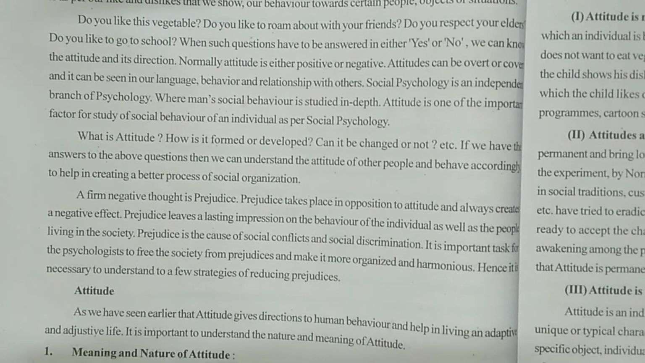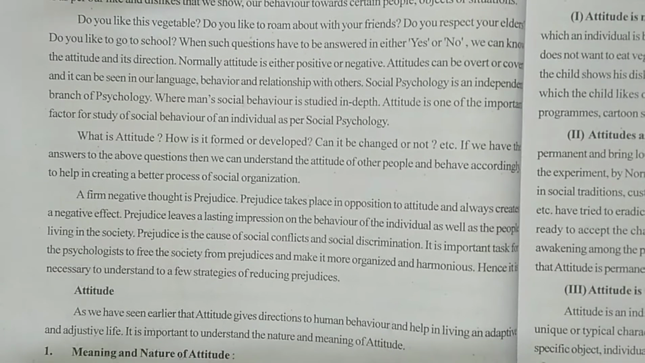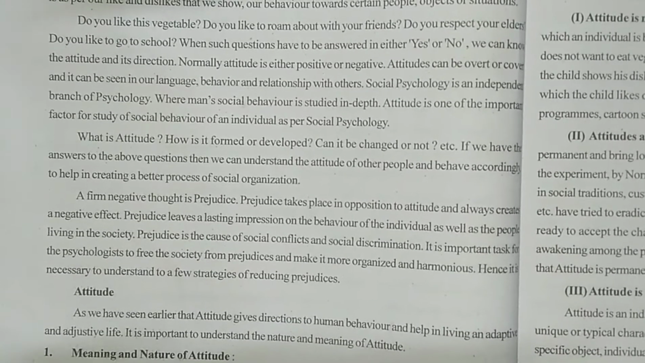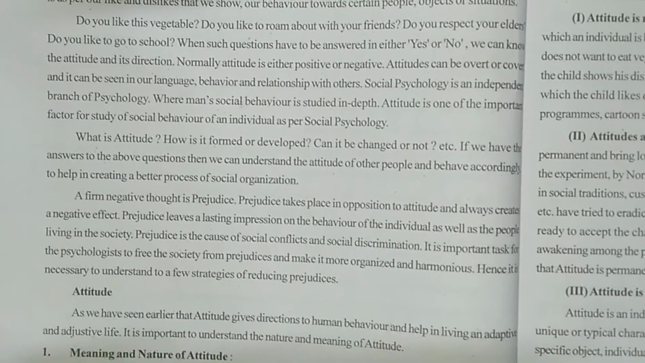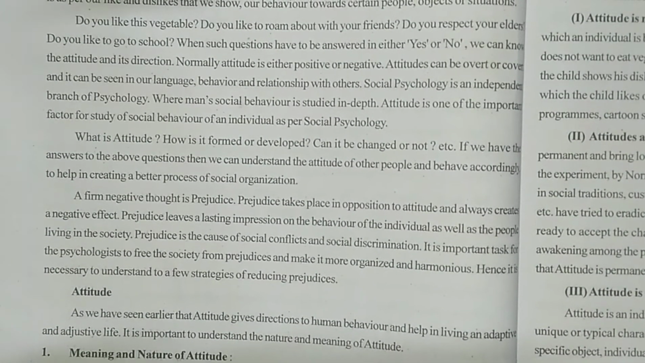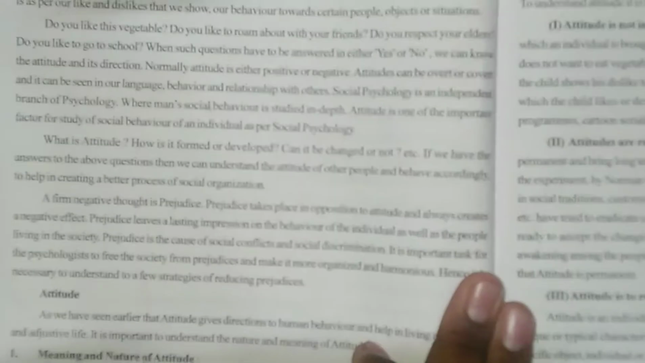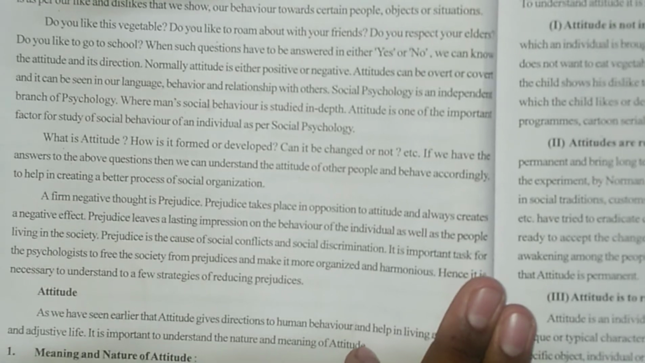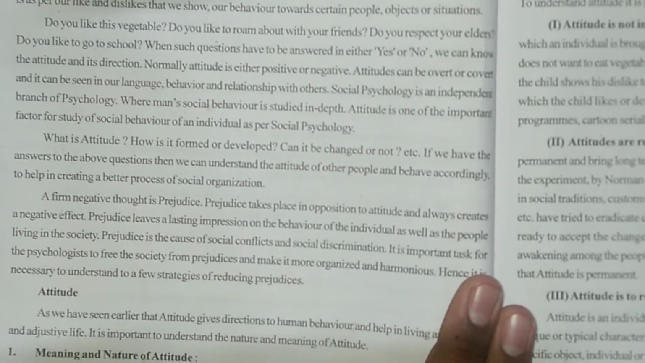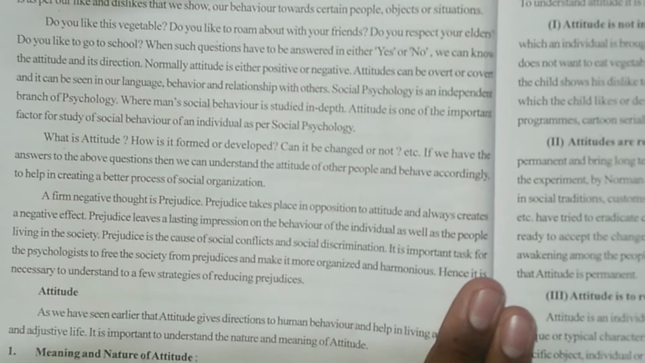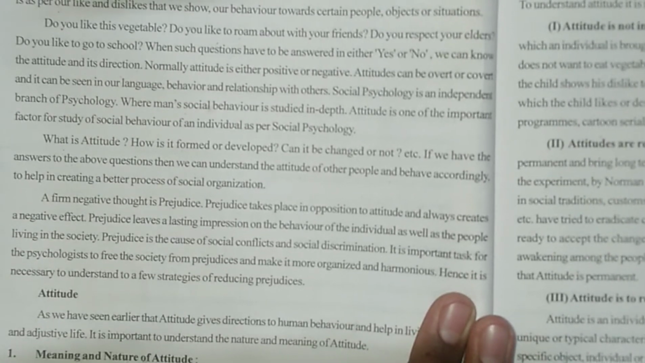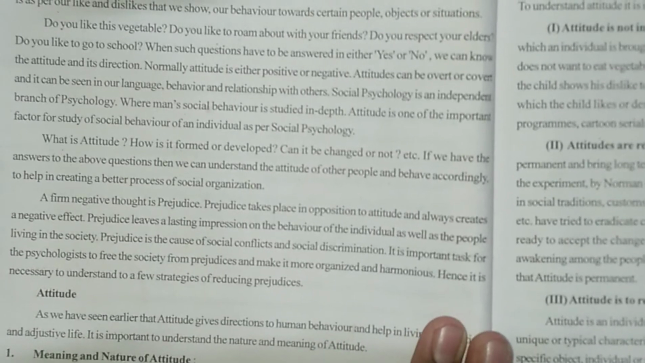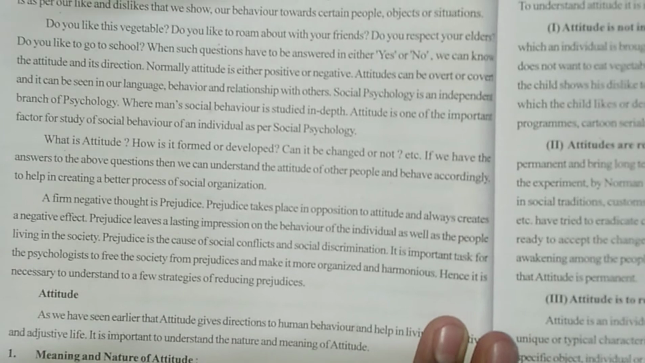A firm negative thought, that is prejudice. Prejudice takes place in opposition to attitude. You can say that attitude is the opposite of prejudice, or vice versa. And it always creates a negative effect. Prejudice leaves a lasting impression on the behavior of the individual as well as the people living in the society. Prejudice is the cause of social conflicts and social discrimination. It is an important task for the psychologist to free the society from prejudices and make it more organized and harmonious. Hence, it is necessary to understand a few strategies for reducing prejudices.